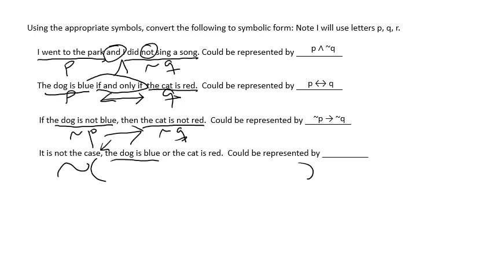Well, the dog is blue, I'm going to represent by P. The word or is this symbol here, and then we're going to let Q represent the cat is red. So our statement looks like this. It is not the case, parentheses, P or Q. When you have commas, commas are separators, right? Keep that in mind.